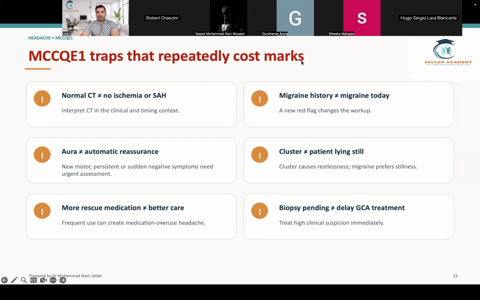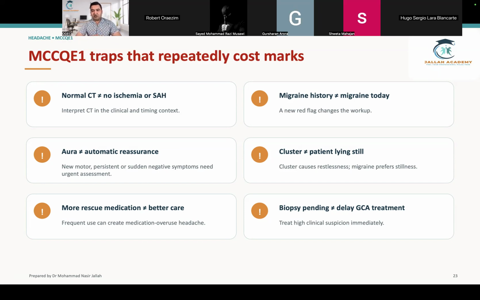MCQ traps that repeatedly cause marks to be lost. This is very important. Pay attention, okay? Don't fall for these traps. Normal CT scan: it doesn't mean no ischemia, and it doesn't mean it's not subarachnoid hemorrhage. Interpret the CT scan in the clinical and timing context. So it means you still have to do further investigation based on the clinical findings.